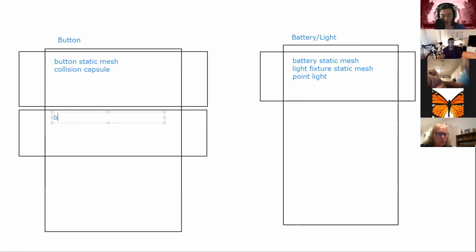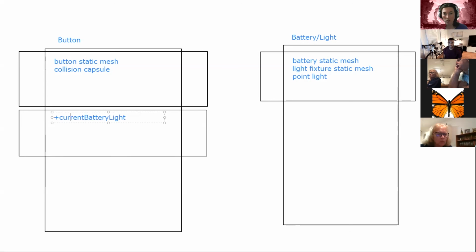So I'm just going to call it, I don't know, current battery light, maybe. And I'm going to say that it's a public variable because we want to be able to set it in the editor and be able to do stuff with it.